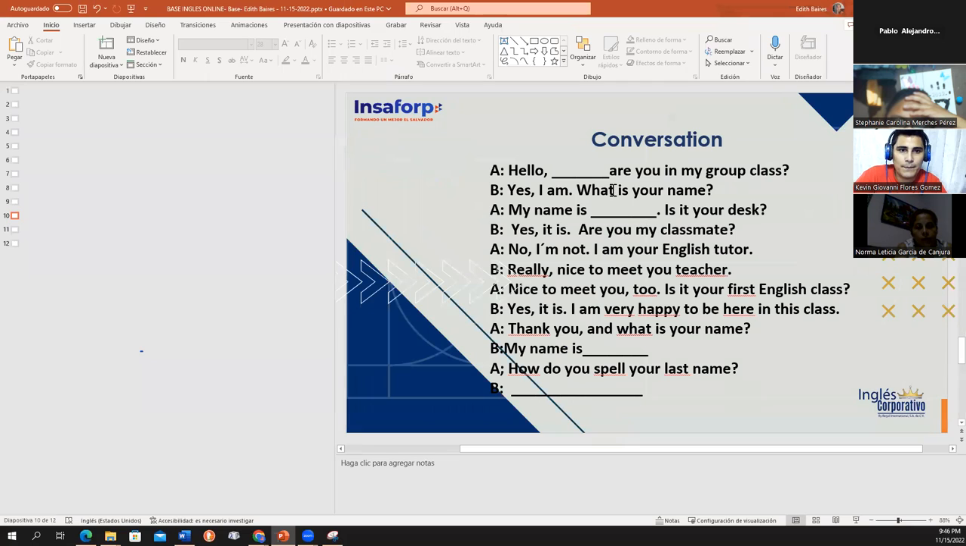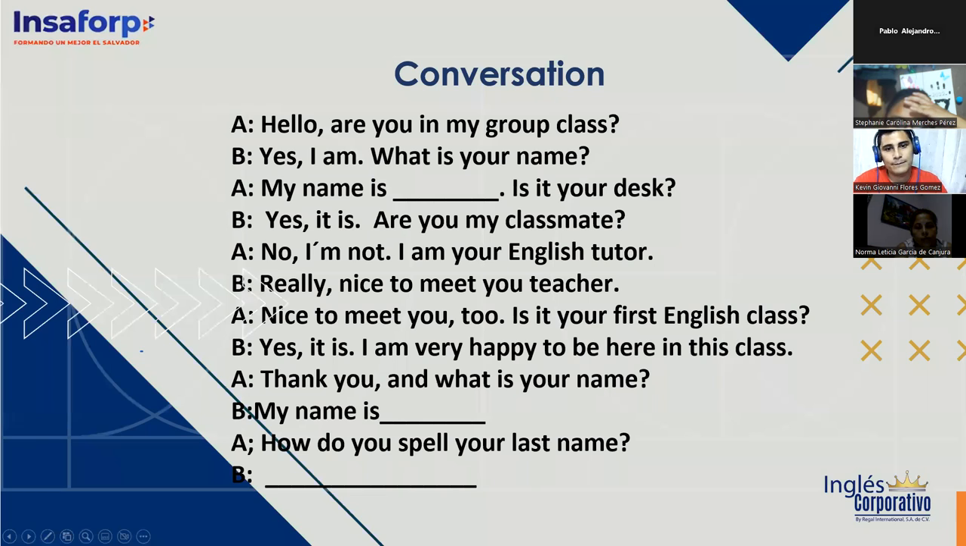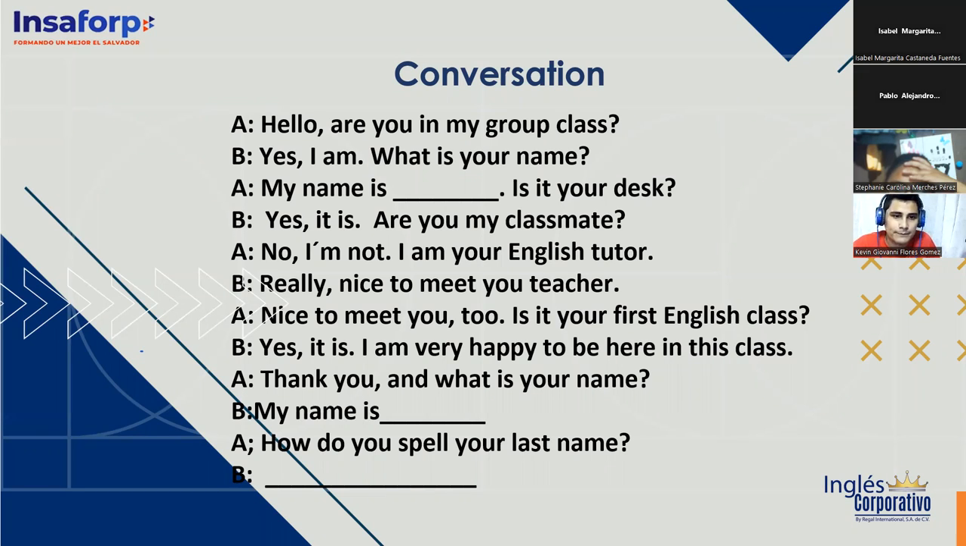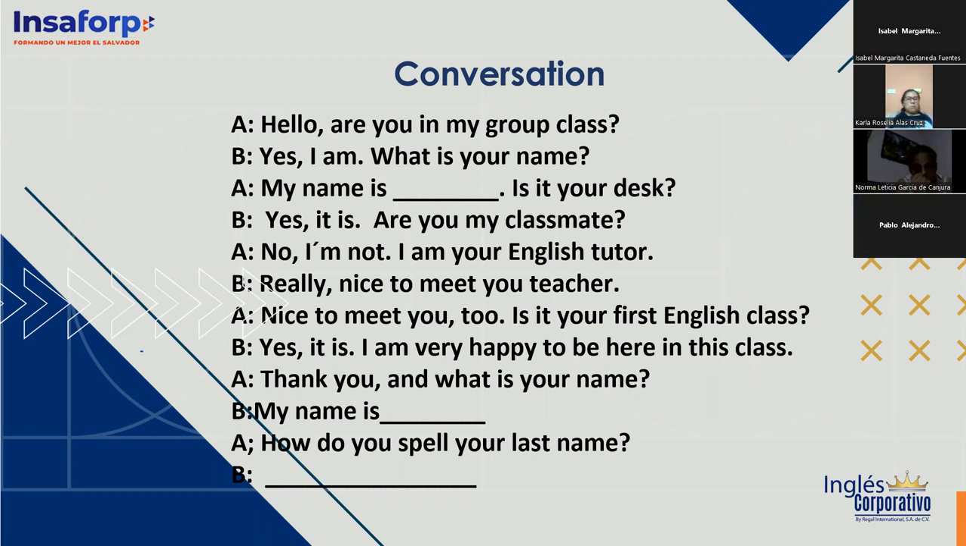I need two volunteers. Necesito dos voluntarios to practice the dialogue, to practice the conversation. Okay, tengo Isabel Margarita. Okay, and Carla Roselia. Very good. And I have Ernesto and Kevin. Primero Isabel y Ernesto, luego Carla y Roselia, okay? También tengo Norma, okay. José Misael. Okay, very good. I have volunteers now. Thank you.